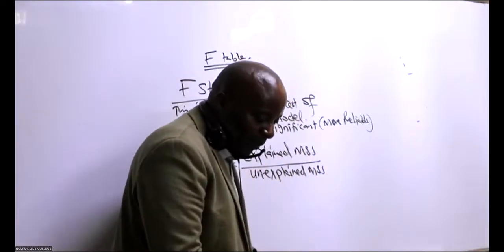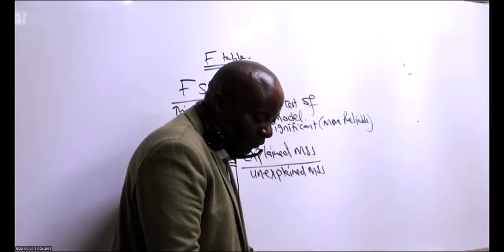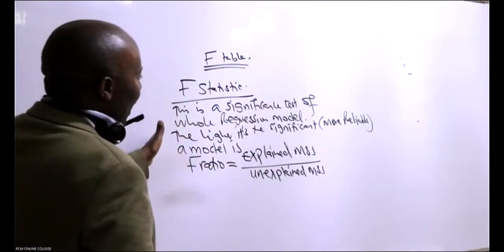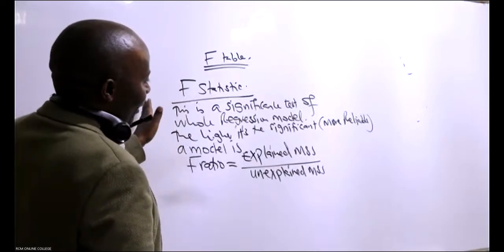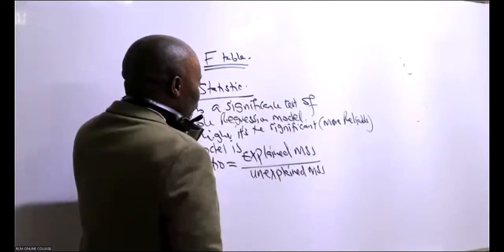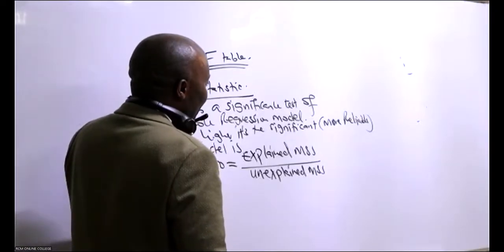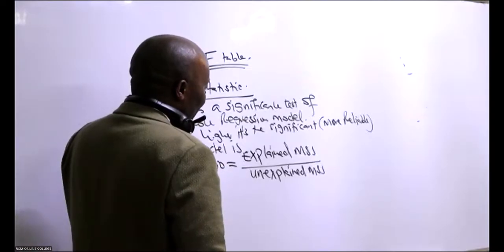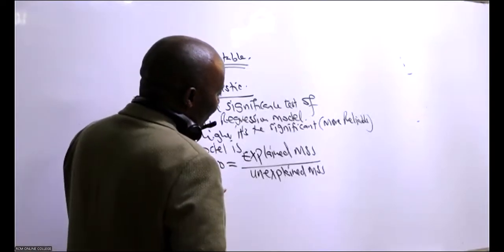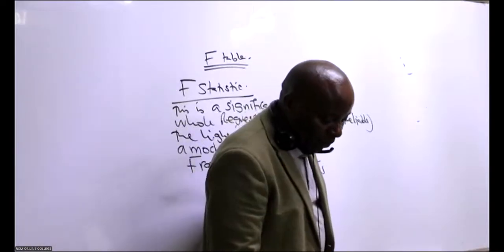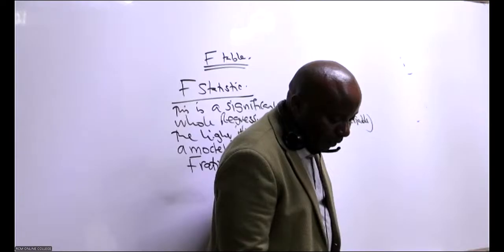Yeah. The last part, the definition of F statistics. Let me repeat, but I think this is a better one, if you don't mind. This is a significance test of the whole regression model. The higher it is, the more significant, more reliable the model is. And then F ratio equals explained MSS all over unexplained MSS.